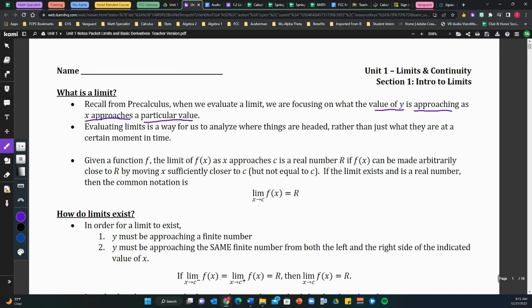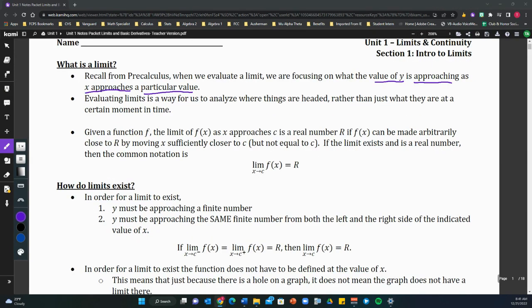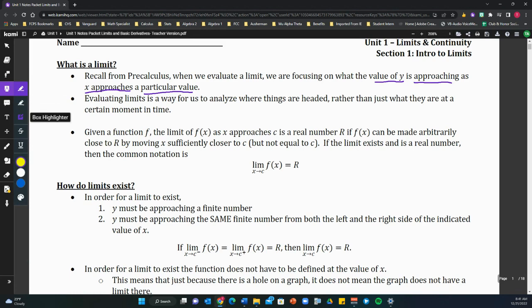For a lot of what we do in calculus, figuring out where things are headed and how a pattern is changing or approaching a particular value is really important to us. So our formal definition for a limit says that given a function f, the limit of f of x as x approaches c is a real number r if f of x can be made arbitrarily closer to r by moving x sufficiently closer to c. That is a really fancy way of saying that as x gets really close to a particular value, then y is also going to get really, really close to a particular value, and that value is r, which gives us this notation for a formal limit.